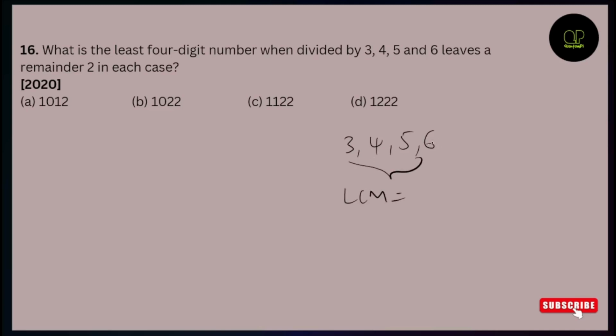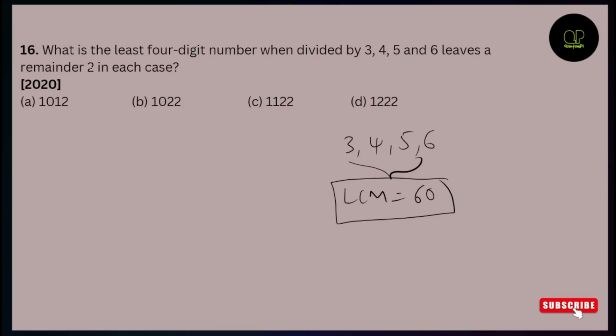Take the bigger number, 6. 6 doesn't go with all. 6 threes are 18. Since you have 5, you have to go to 6 fives, which is 30. 30 goes with all? No, it doesn't go with 4. So 60? Yes. So LCM is 60. 60 goes with everything.